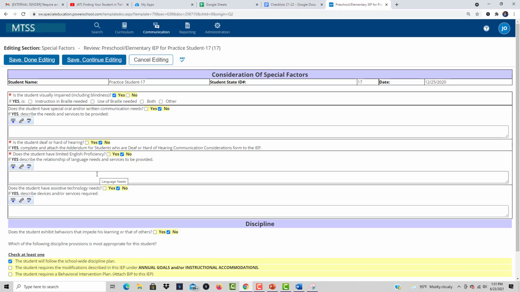Now, if your student just has run-of-the-mill glasses, like a lot of us do, or reading glasses, that's not really what we're looking for here. We're looking for more about, do we need to use Braille or something similar to Braille in order to help with the visual learning. So if we say yes, instruction in Braille is needed. Use of Braille is needed. Both. Or other.